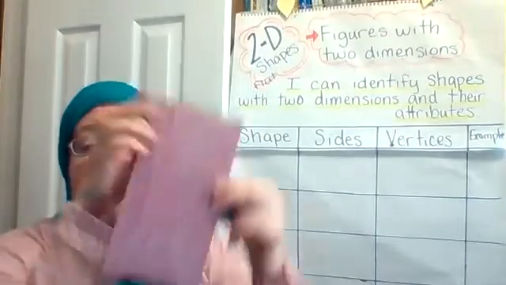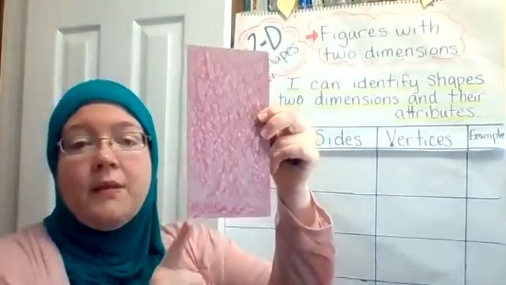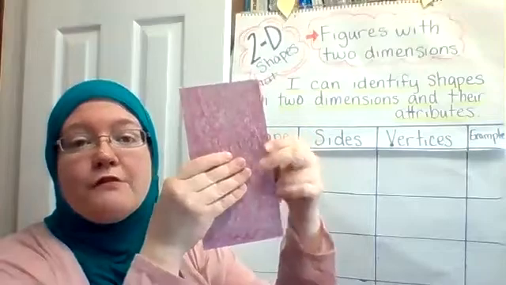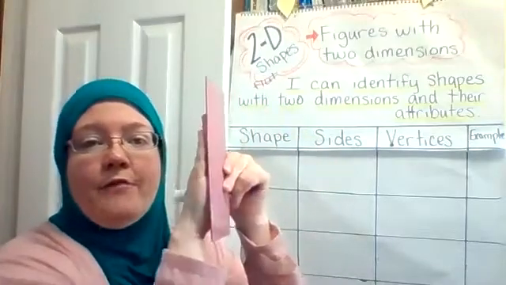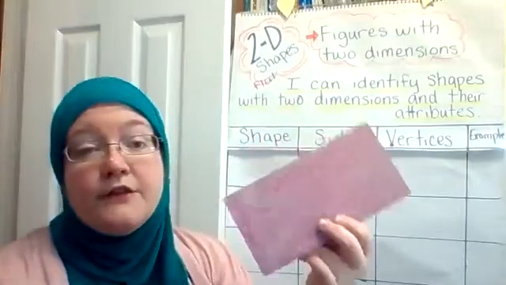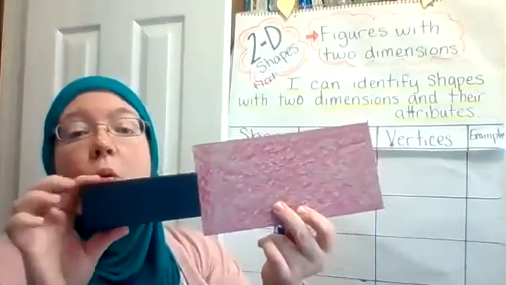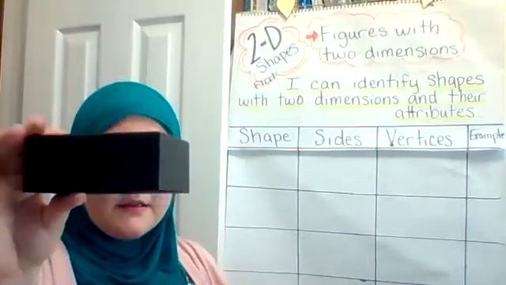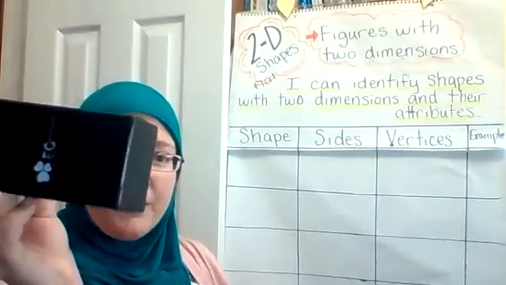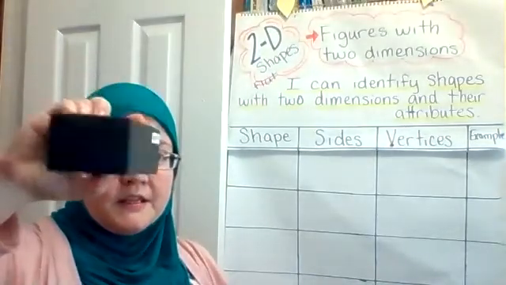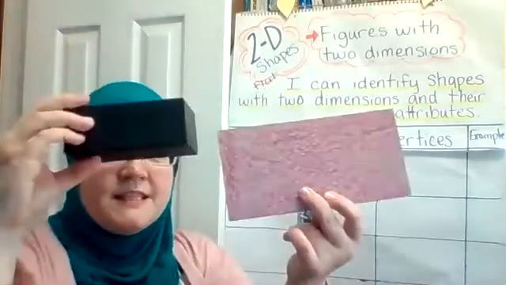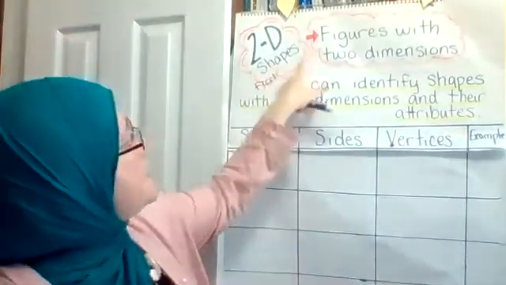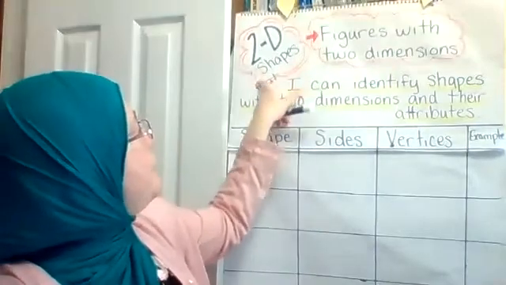We can measure by height and by length, but we cannot measure by depth because 2D shapes are flat. They have fronts and they have backs, but they have no side. So if you take a look at these two shapes, they both are rectangles, but this one has a front, a back, a top, a bottom, and two more sides. So this is a fat shape, and this is a flat shape. So 2D shapes are figures with two dimensions that are flat.